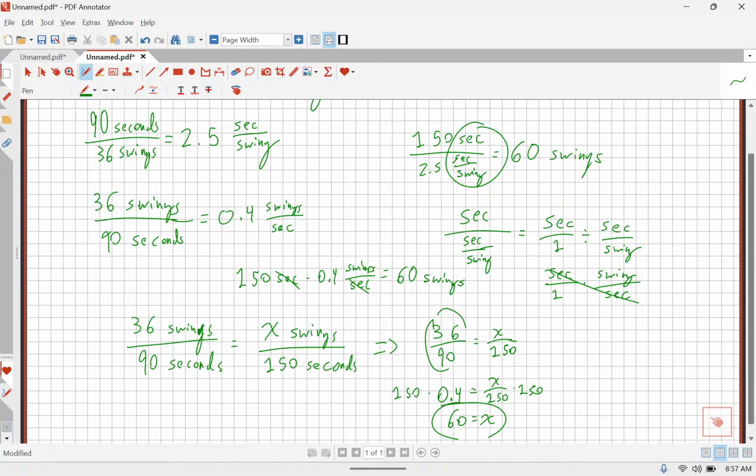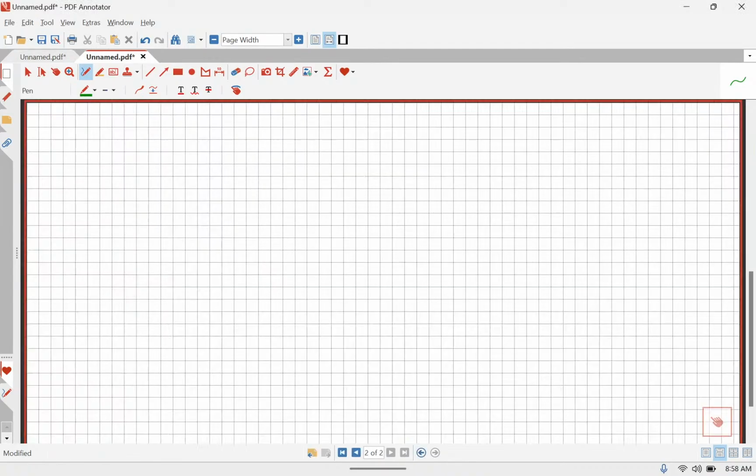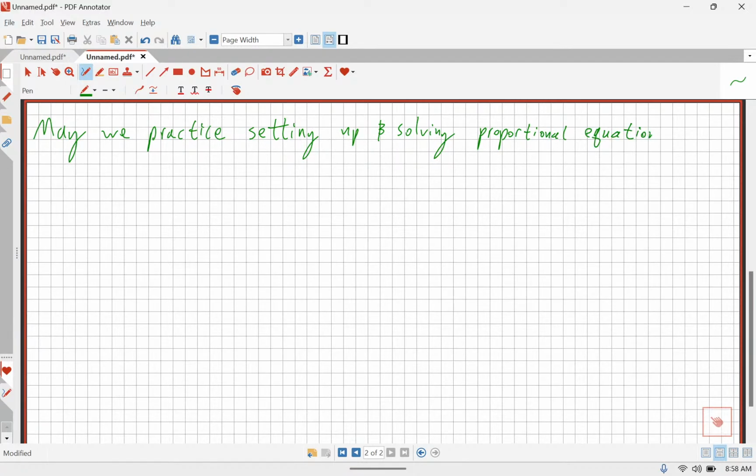Let's see here. What is our first essential question? And I would love to get that from Henry. Let's do it. May we practice setting up and solving proportional equations. Okay?